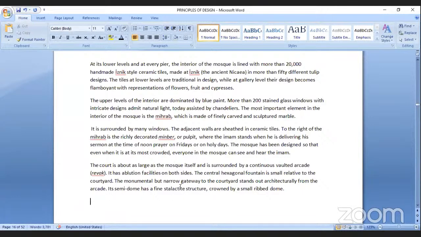What is the meaning of stalactite? Have you heard of it? No, ma'am, not heard. Okay, stalactite and stalagmite are two different formations. It is a mineral formation. If you have seen in some of the caves, mineral water drips, and it makes very interesting shapes actually. Looks very good actually.